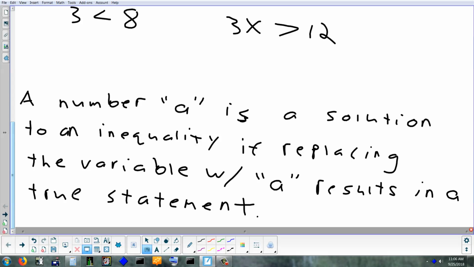Now, is 5 the only solution? What do you think, Blake? No, right? There's an infinite amount of them. Usually, when you have an inequality, the solutions are every number from this point greater or less than. So it's a bunch of numbers that work.